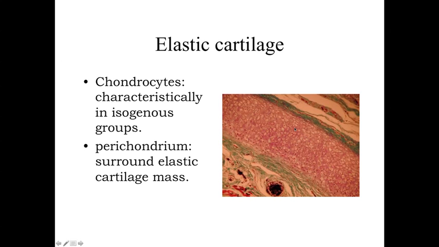Instead of just having the type 2 collagen fibers that we saw in hyaline cartilage, elastic cartilage is still going to have type 2, but it's also going to have a lot of elastic fibers. And so we're adding in elastic fibers. Again, remember the characteristics that they're like rubber bands. They're capable of stretching and twisting and expanding. So we're going to have a much more flexible, much more elastic tissue when we look at elastic cartilage as opposed to hyaline cartilage.